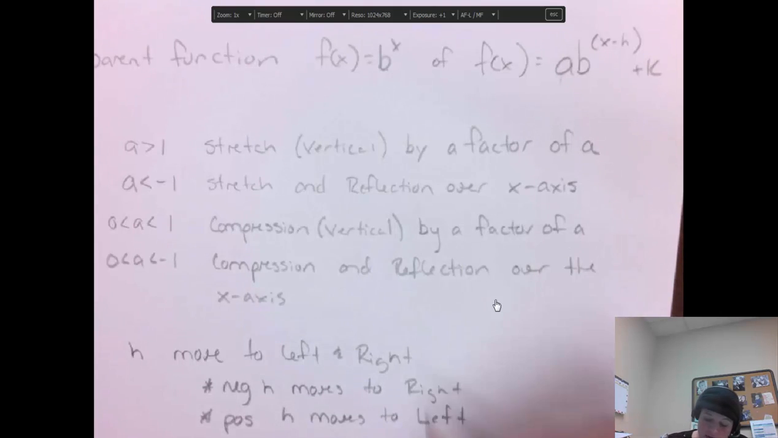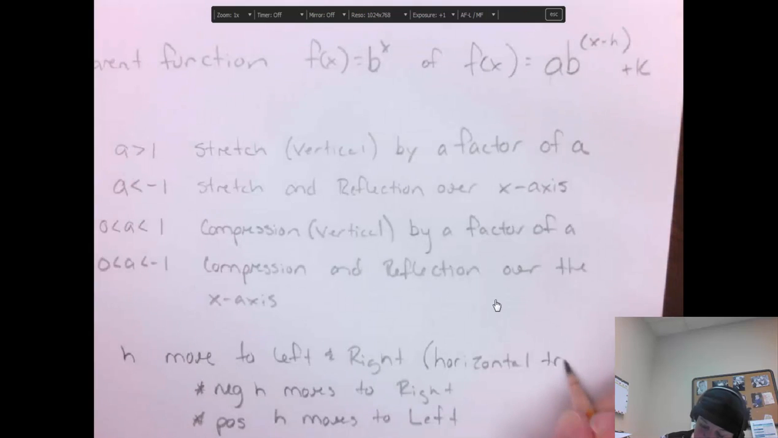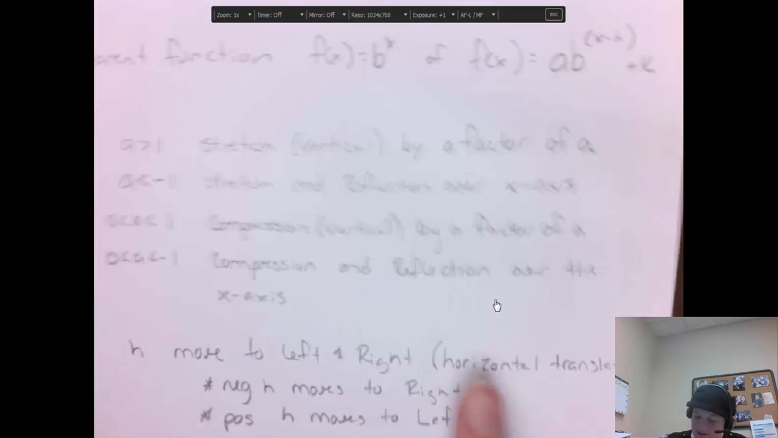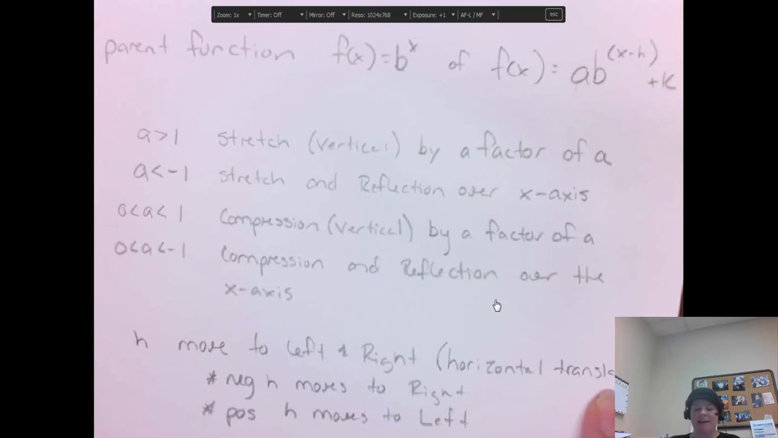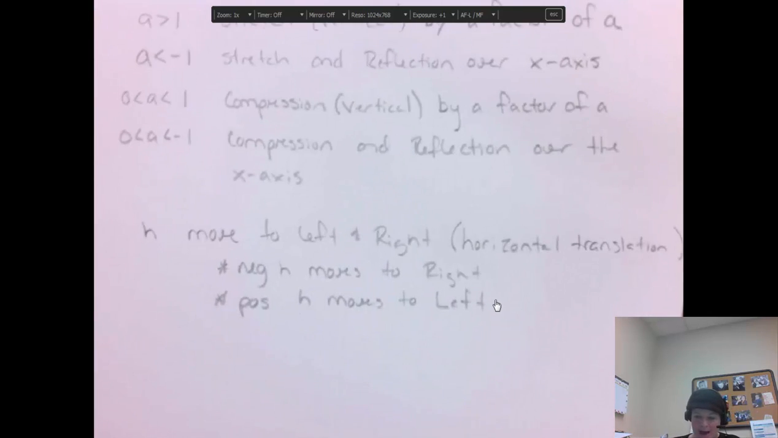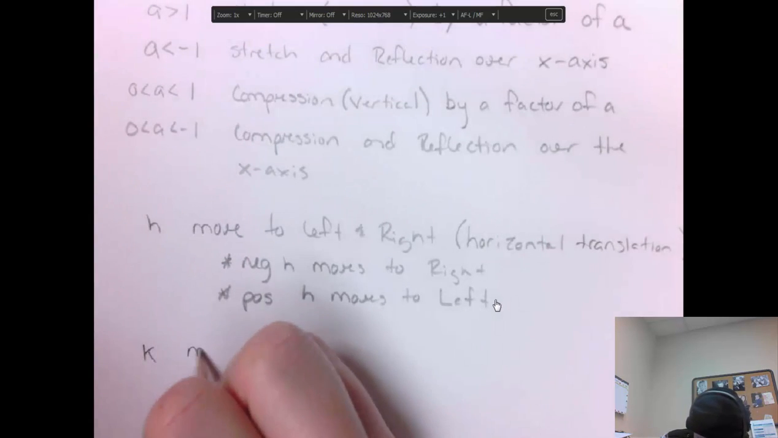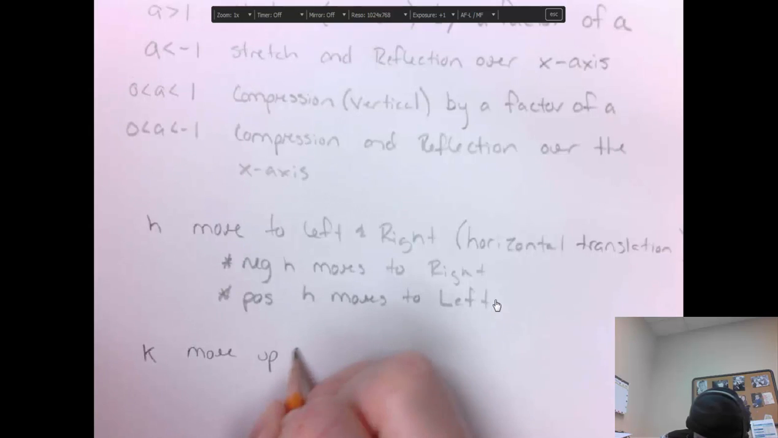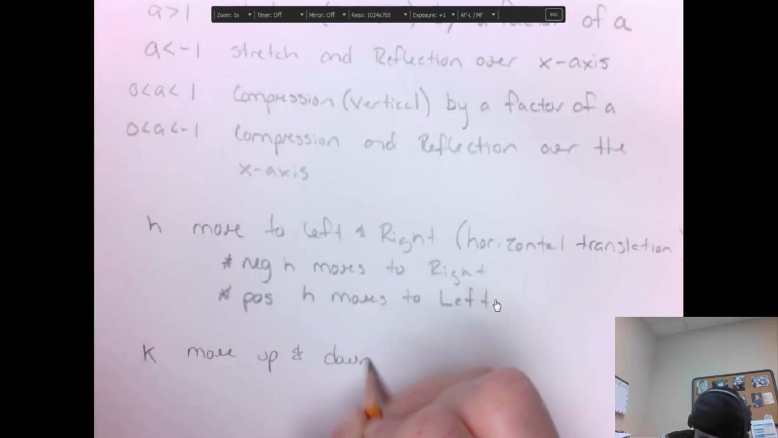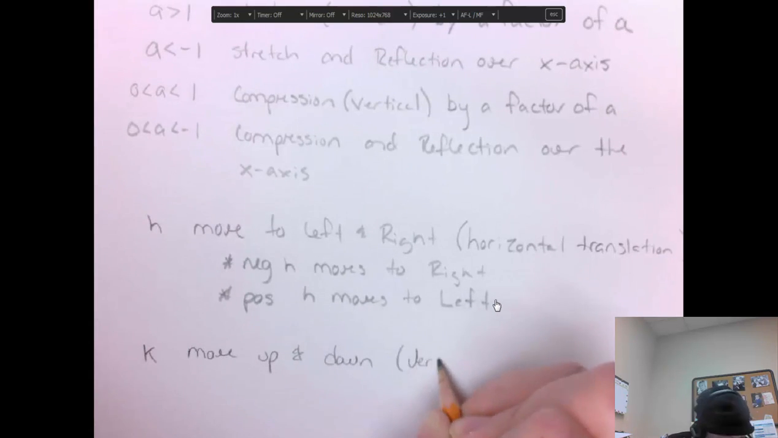And they also call these a horizontal translation. I have to cheat with how to spell some of these words because I am not a good speller. So horizontal translation is what that's called. So k is going to move you up and down, or it's called a vertical translation.